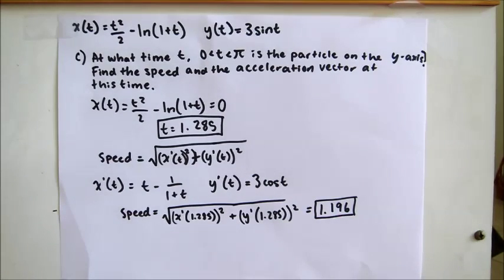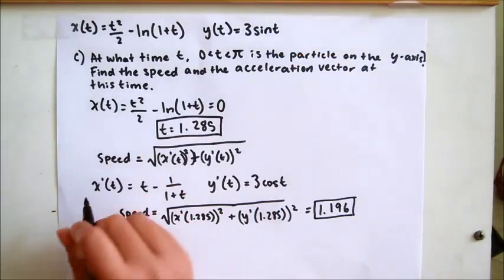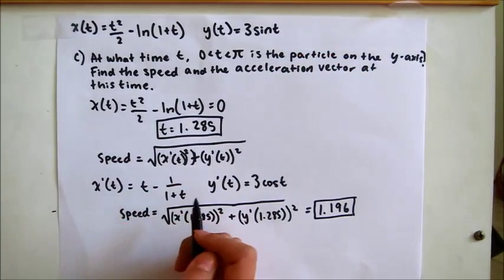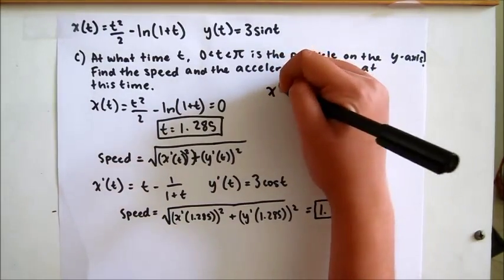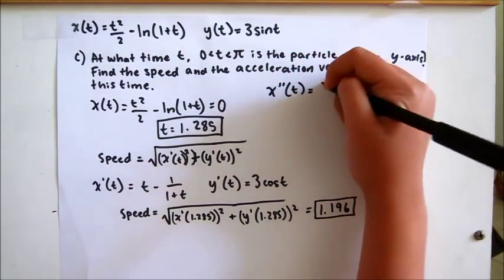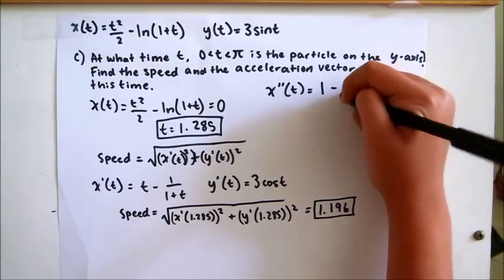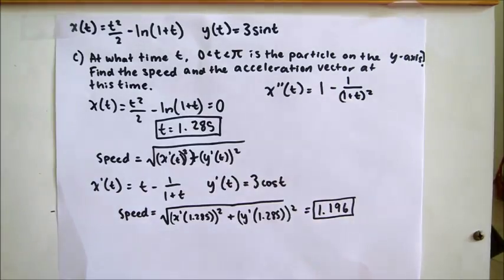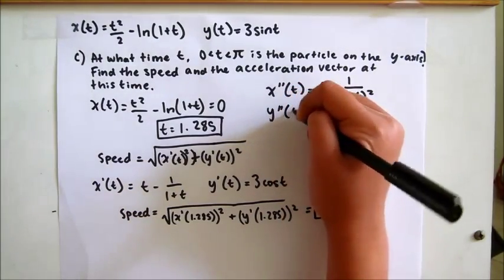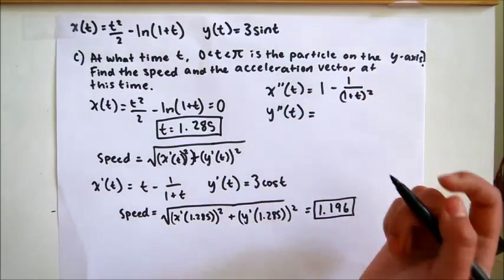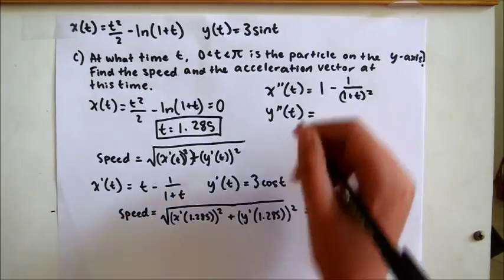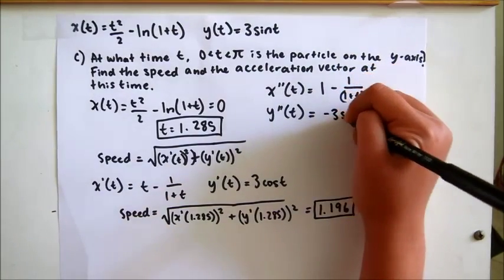Now for acceleration, you know that the first derivative of position is velocity, so the second derivative is acceleration. So we need to solve for x double prime and y double prime. We already know that x prime of t equals t minus 1 over 1 plus t, so we can solve for x double prime of t equals 1 minus 1 over 1 plus t squared using chain rule again. And if you solve for y double prime, you know that the derivative of cosine t is negative sine t, so you get negative 3 sine t.